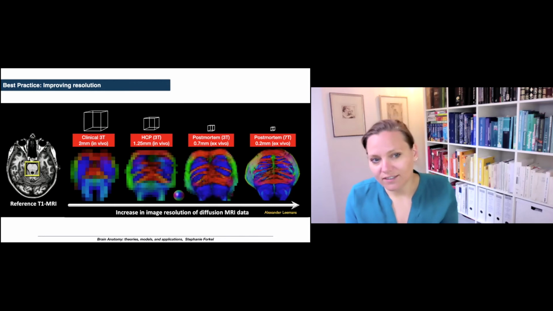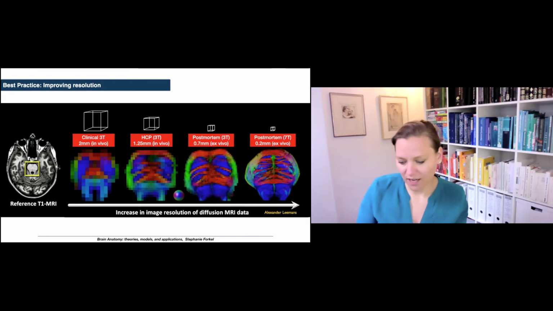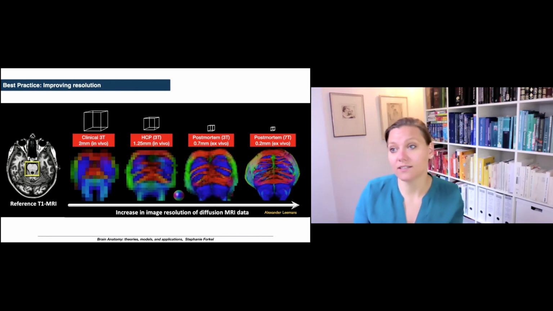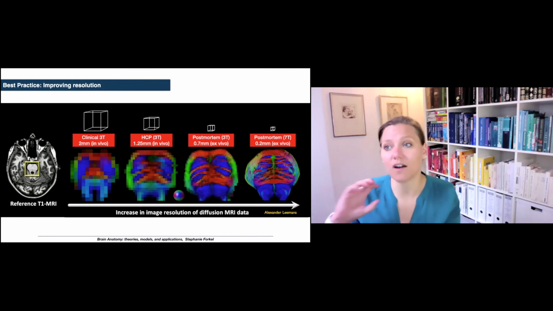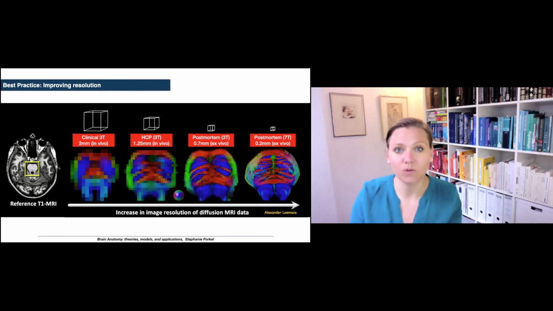But obviously that is by definition ex vivo, so we can't use it in human brains for clinical studies for sure. But also the acquisition time is rather long for this kind of data. But this is how far we can push it, and there's a big development towards higher resolution and more crisper data.